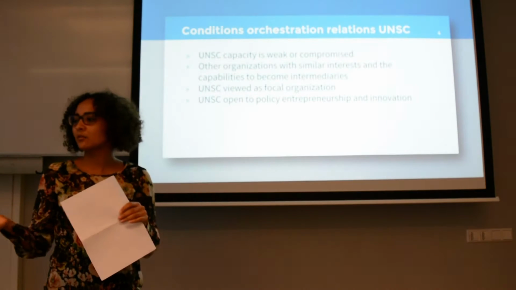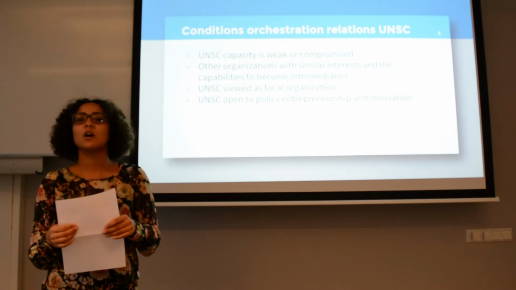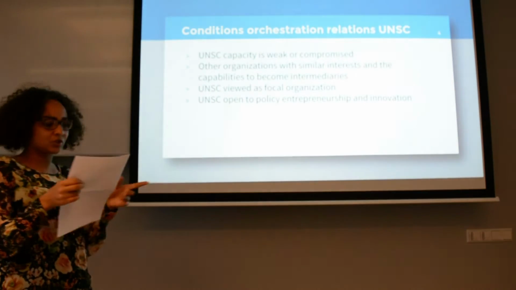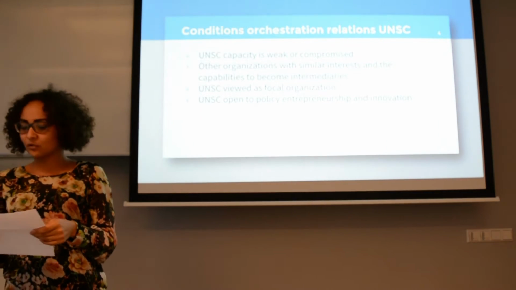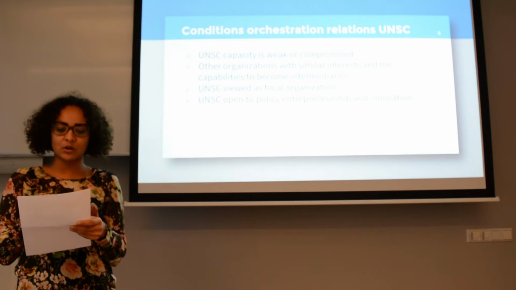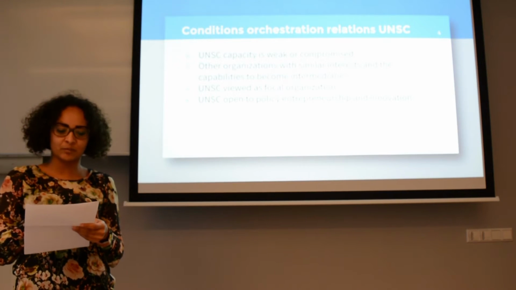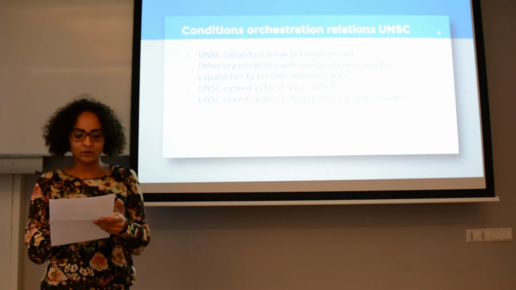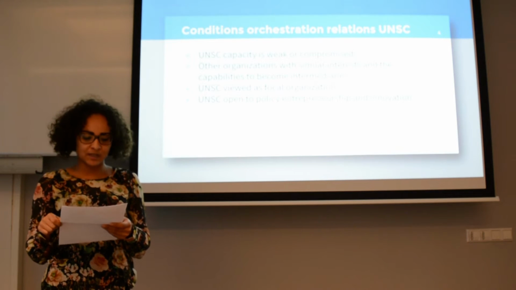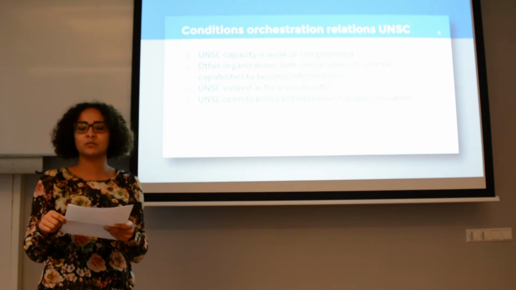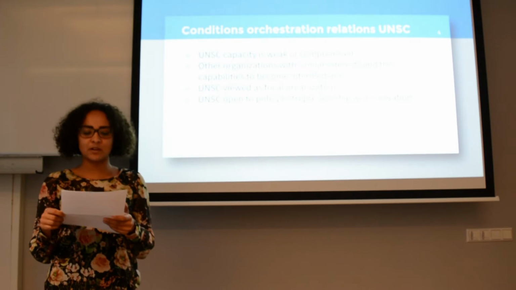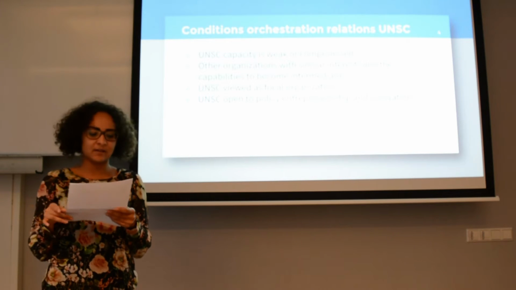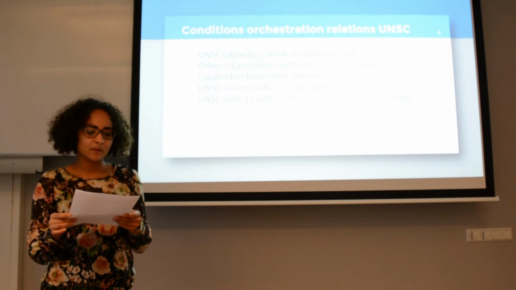And we also have found some conditions under which the Security Council engages in these relations, which are shown on the slide here as well. So the first one is when the Security Council is unable to resolve a conflict because its capacity is weak or compromised. Second, when there are other organizations with similar interests in ending the conflict that have relevant capabilities to become intermediaries. The third condition is when the Security Council is viewed by those advocating an end to a conflict as the focal organization.